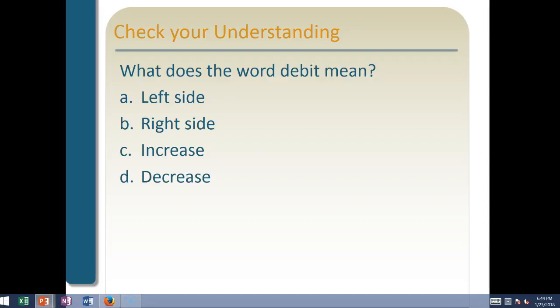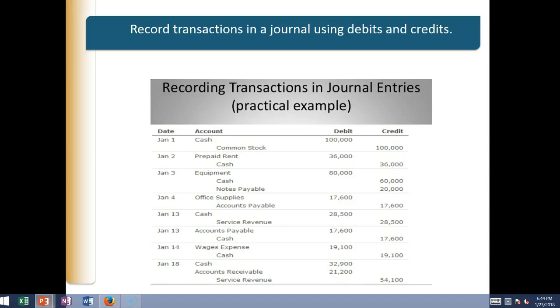What does the word debit mean? Left side. I'm so glad. I might trick you and for sure put that on your midterm. Wouldn't you like that? And if you get that wrong, you get the whole midterm wrong.